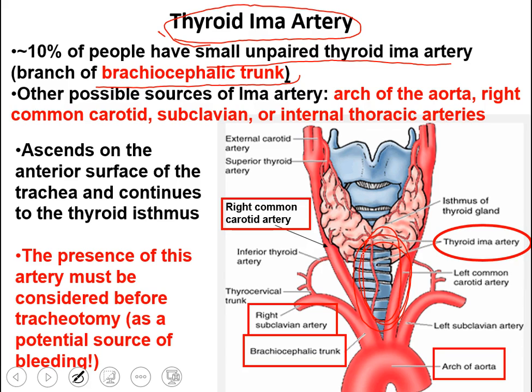For doctors, it is important to remember about this artery. The possible presence of this artery must be considered when someone performs procedures in the midline of the neck, just inferior of the isthmus of thyroid gland, specifically a procedure called tracheotomy. Cutting this artery may be the cause of serious, even lethal bleeding for the patient during tracheotomy. Please keep it in mind.